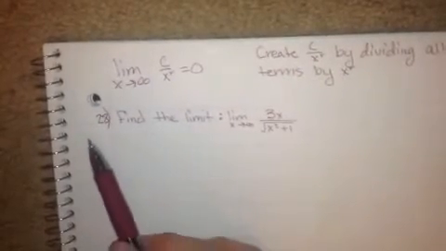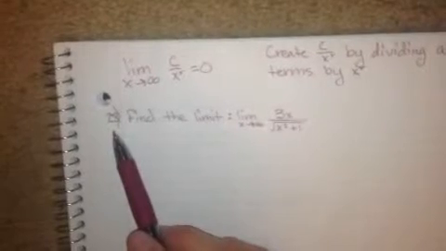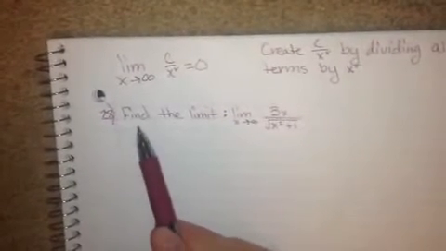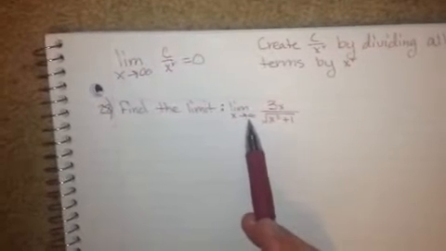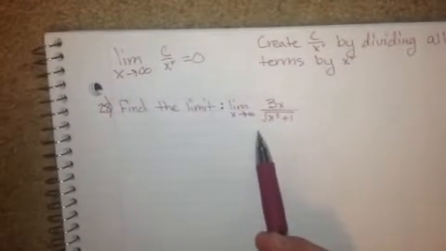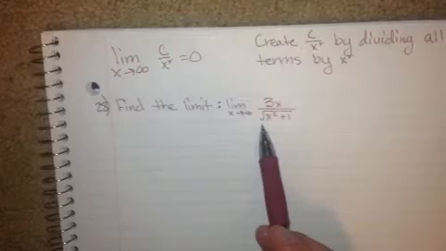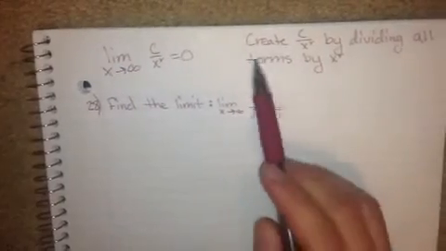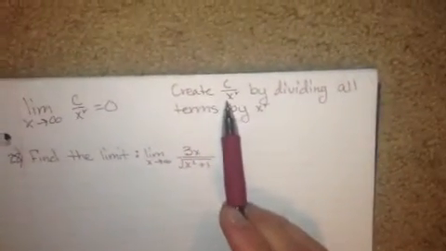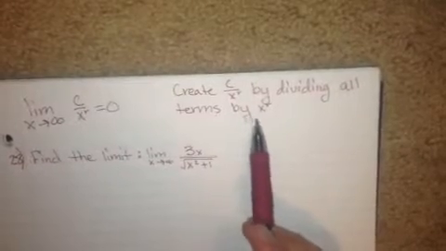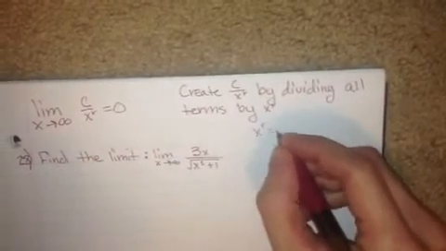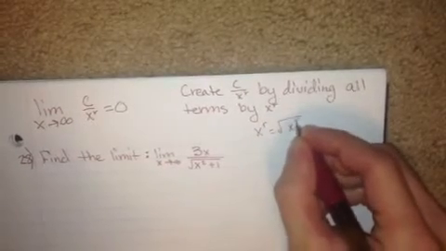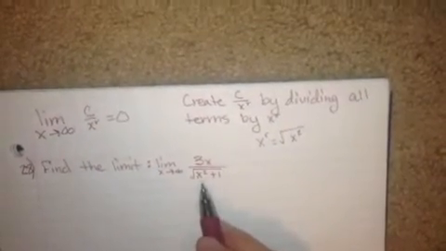Our problem here is number 28 from practice test number 3. And the question is, find the limit as x approaches infinity of 3x over radical x squared plus 1. Now what we need to do here is create c over x to the r by dividing all terms by x to the r, which here is x to the r equals radical x squared, because that's from the denominator.